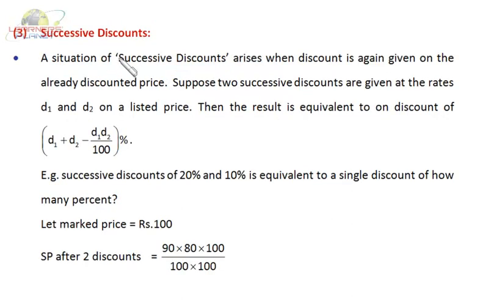Now let's understand the term successive discounts. A situation of successive discounts arises when discount is again given on the already discounted price. Now suppose two successive discounts are given at the rates D1 and D2 on the listed price, then the result is equivalent to one discount of D1 plus D2 minus D1 D2 by 100.